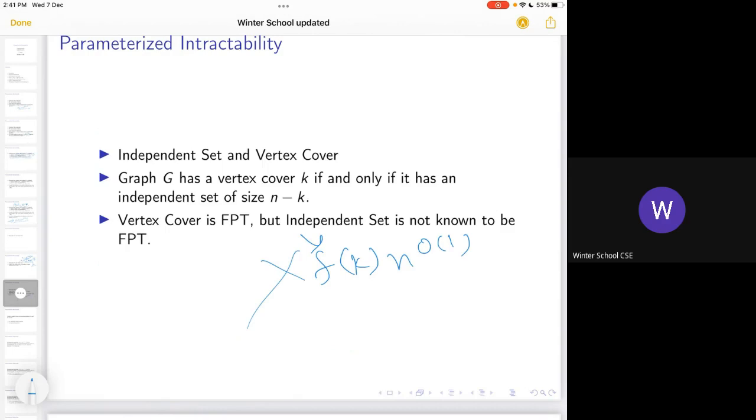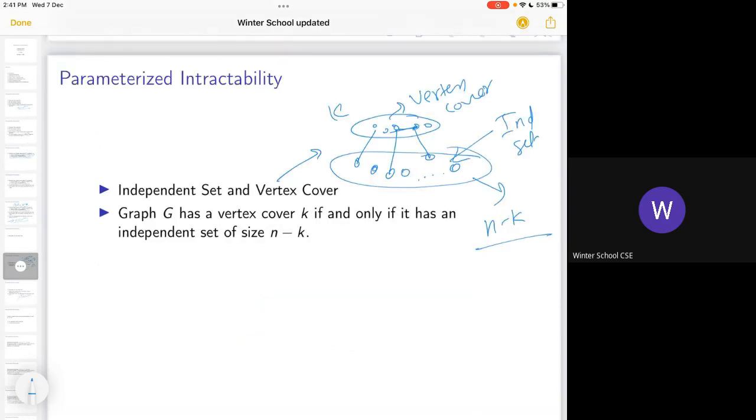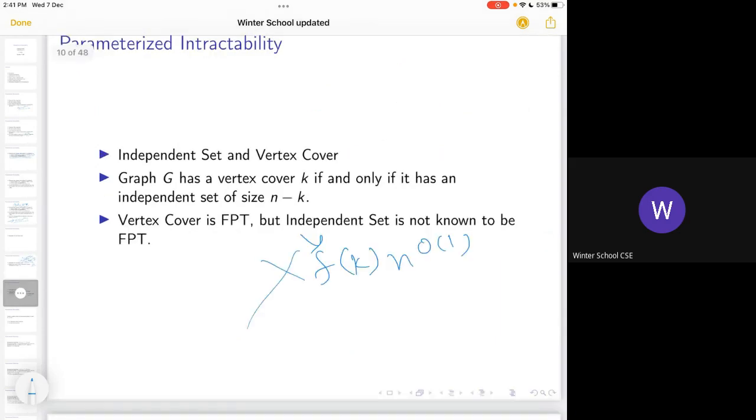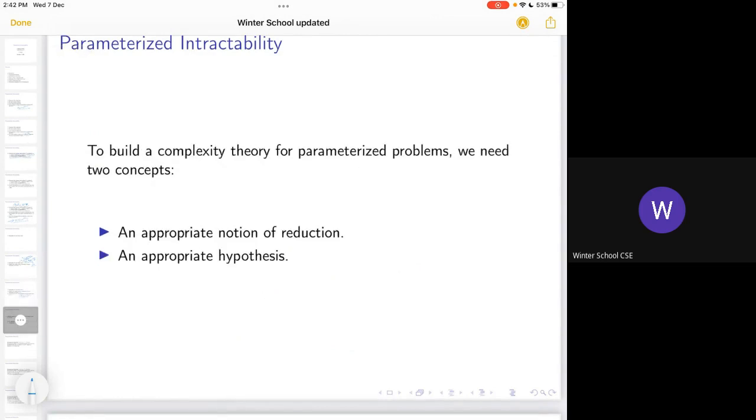Even though in the NP hardness setting, by the simple observation that a vertex cover of size k implies an independent set of size n minus k and vice versa, both these problems must be equivalent, this clearly is not the case in the parameterized setting. Okay, so what is the notion of reduction we should be using? That is, the appropriate notion of reduction is the first question. The other question is, what is the appropriate hypothesis we should be using? Because there we are using the supposition that P is not equal to NP, right? What should we use here?